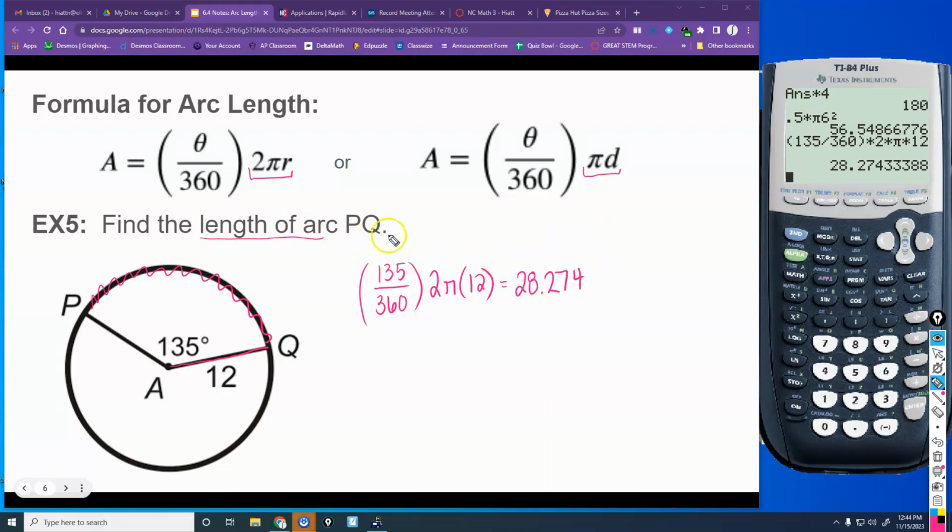And this arc length is just going to be measured in units, and I didn't put any on this one. Let's say that's feet. So if that's feet, this would be feet. Because you're not talking about square area. Here you're just talking about the length around that outside.